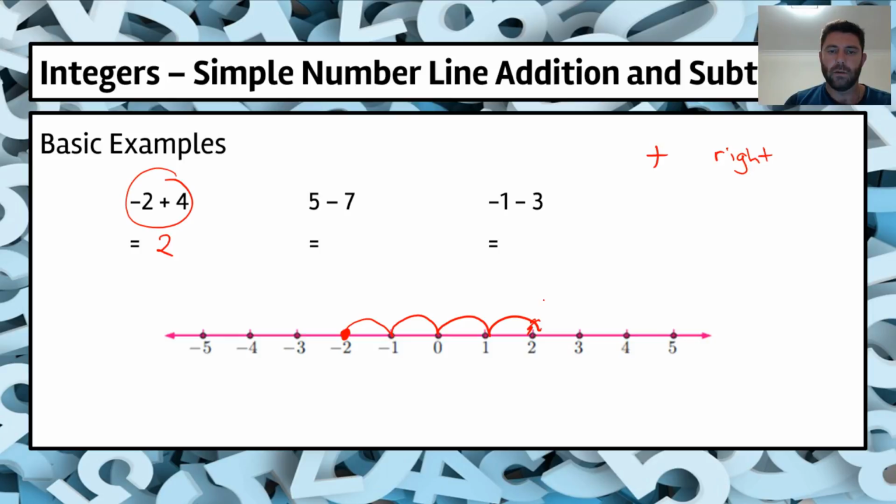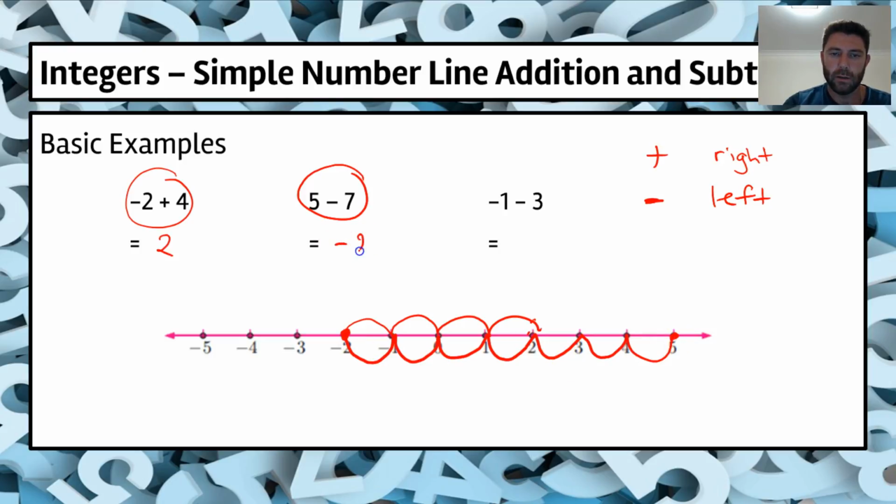Alright, so if we have a look now at our next one, and this is going to get a little bit messy on the screen. 5 minus 7. We start at the 5. I'm actually going to go underneath here, and we're going to go minus 7 or subtract 7. So if we're subtracting, we're actually going to the left. So we go 1, 2, 3, 4, 5, 6, 7. So we're actually ending up at minus 2. So 5 minus 7 equals minus 2.